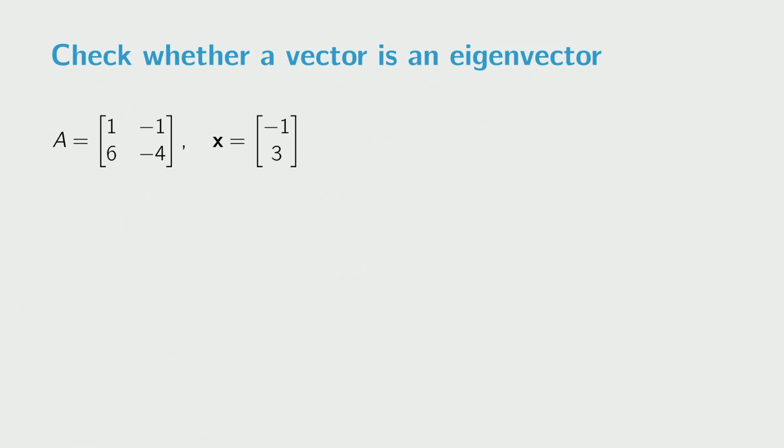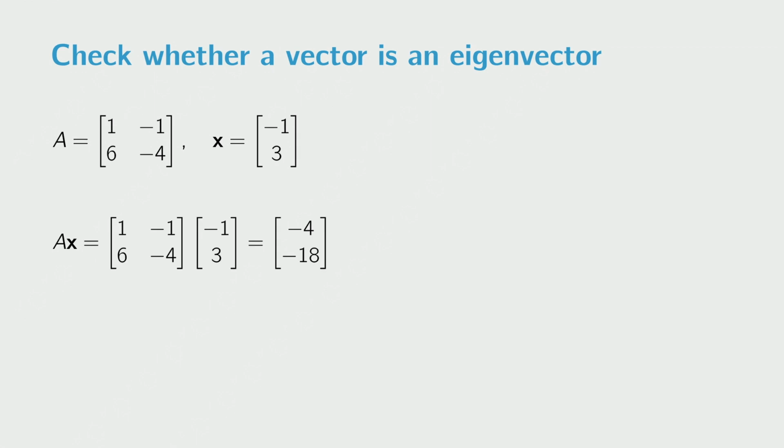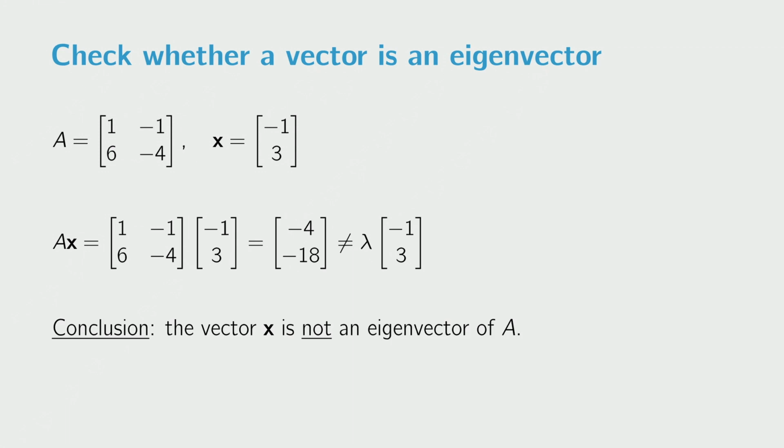Another example, same matrix A, different vector x shown here. Again, we calculate the product of A and x. Now we see that the result is not a scalar multiple of the original vector x. Hence, the vector x is not an eigenvector of A.